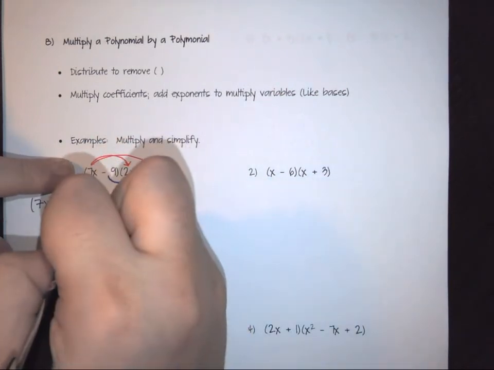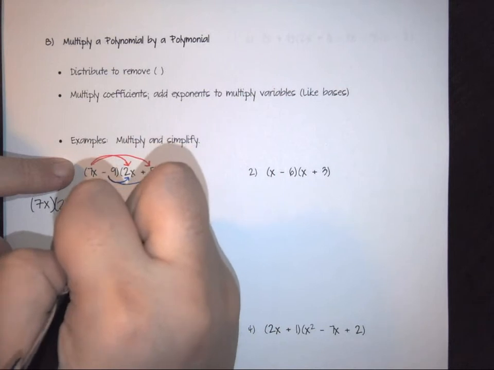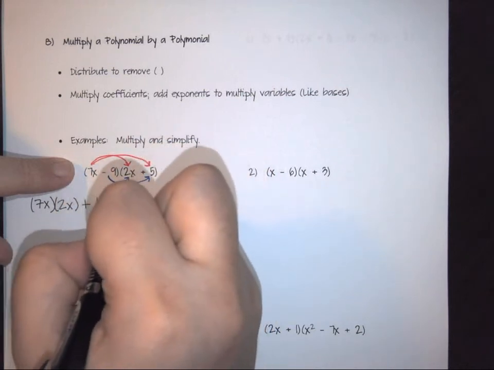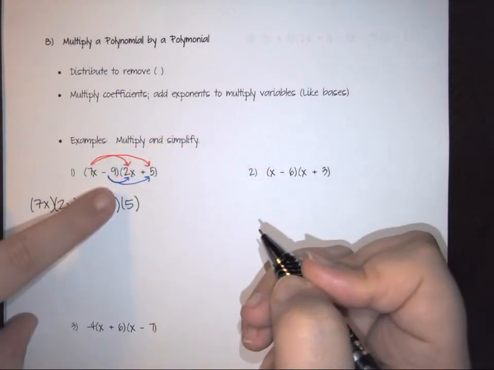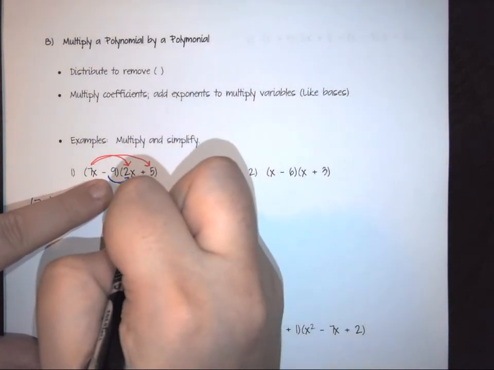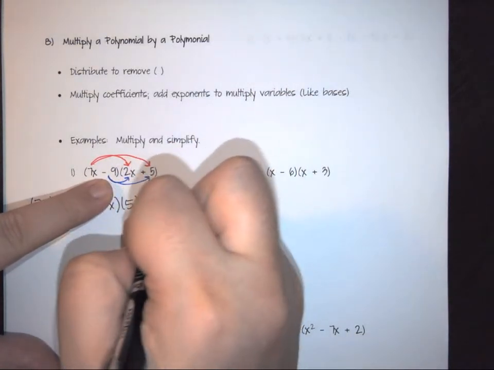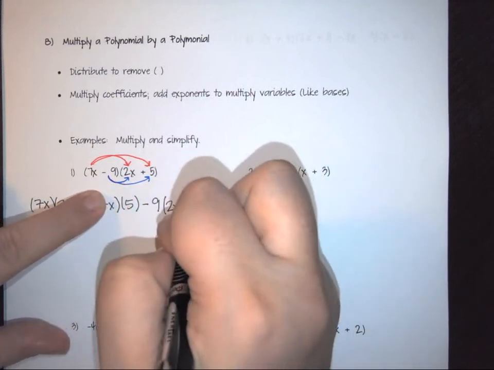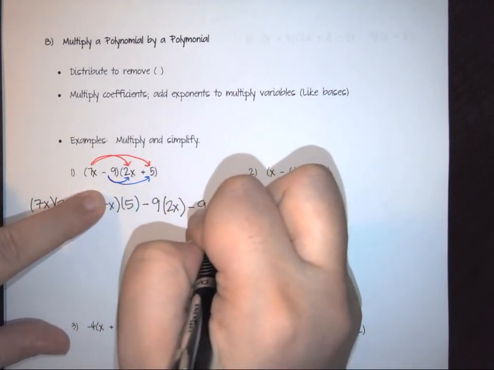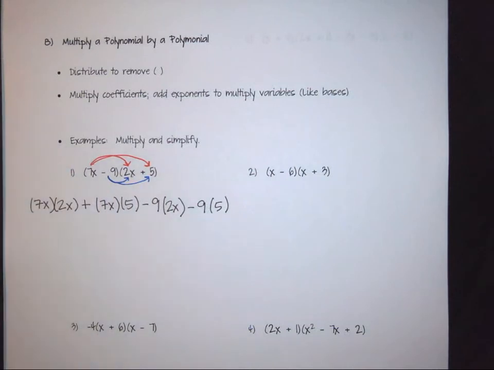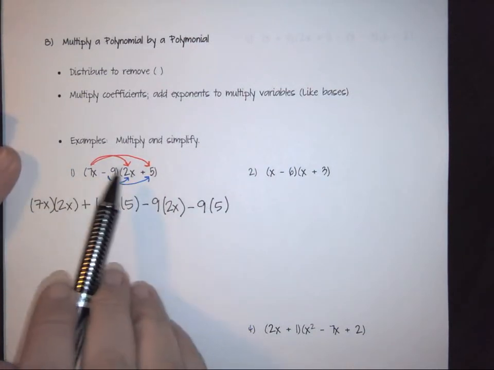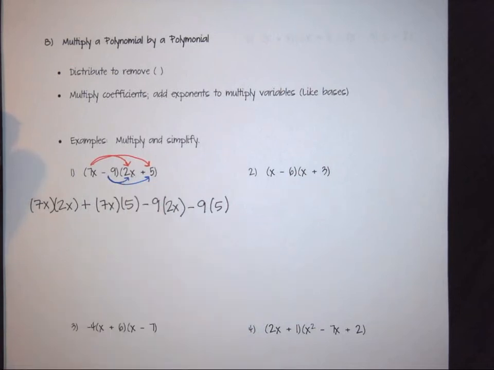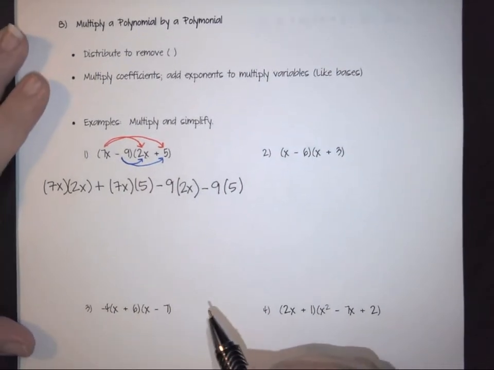I then am going to take my 7x and times that last term, which is a 5. I'm now going to take my negative 9 and multiply it by the 2x. I then have to take my negative 9 and multiply it by the 5. I have distributed both terms through the back parentheses, so now I just have to combine and simplify.